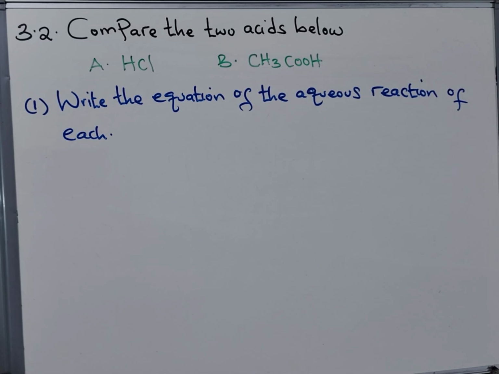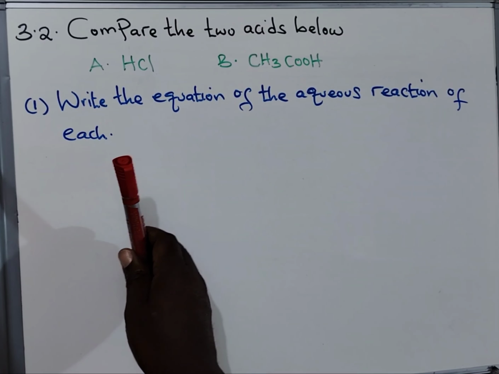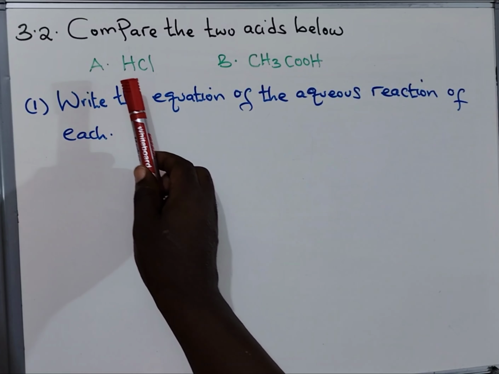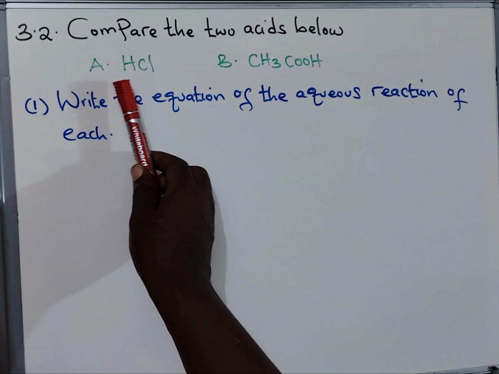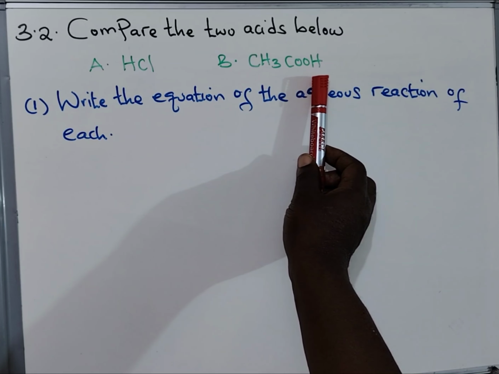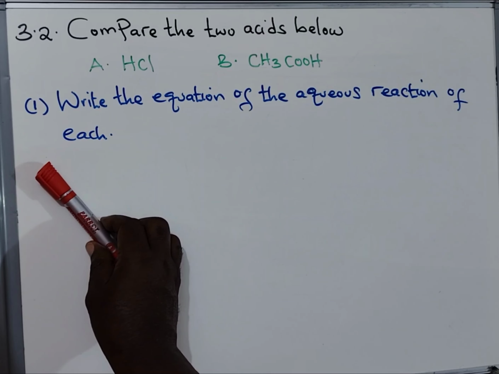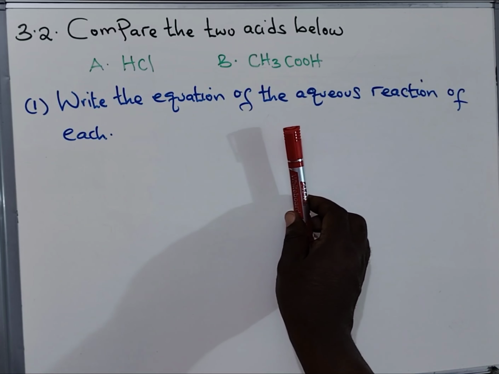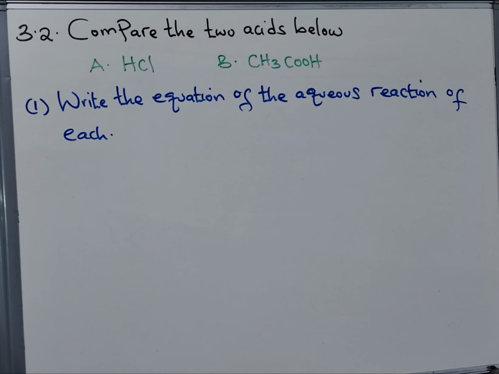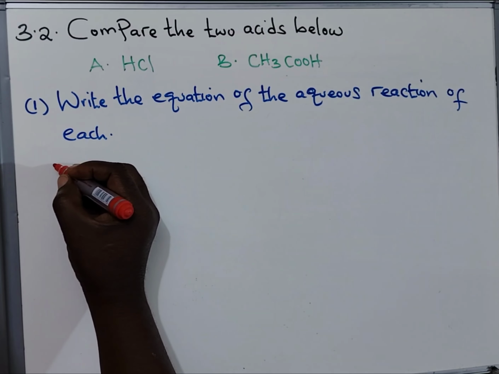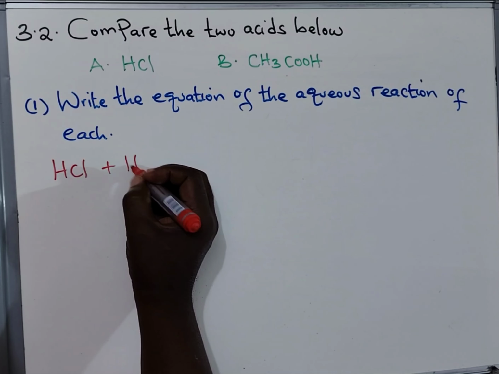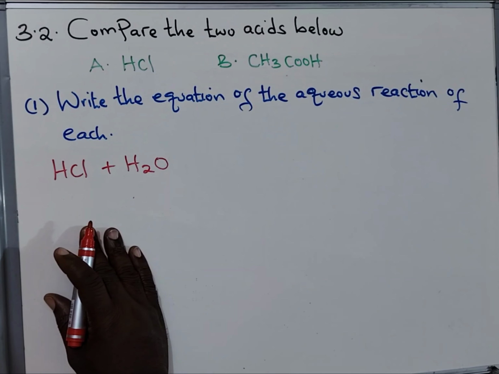Then comes this question. It says, compare the two acids below. So these are the acids we are having. A is hydrochloric acid and B is ethanoic acid. And the question says, write the equation of the aqueous reaction of each. We start with hydrochloric acid. So when hydrochloric acid is in aqueous solution, this is what happens.